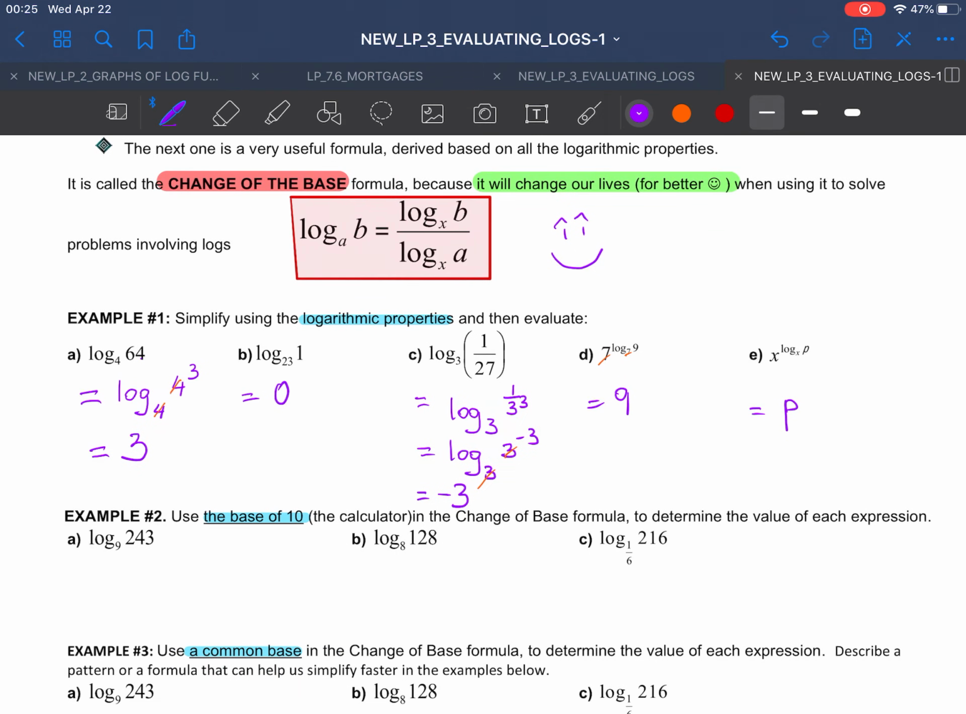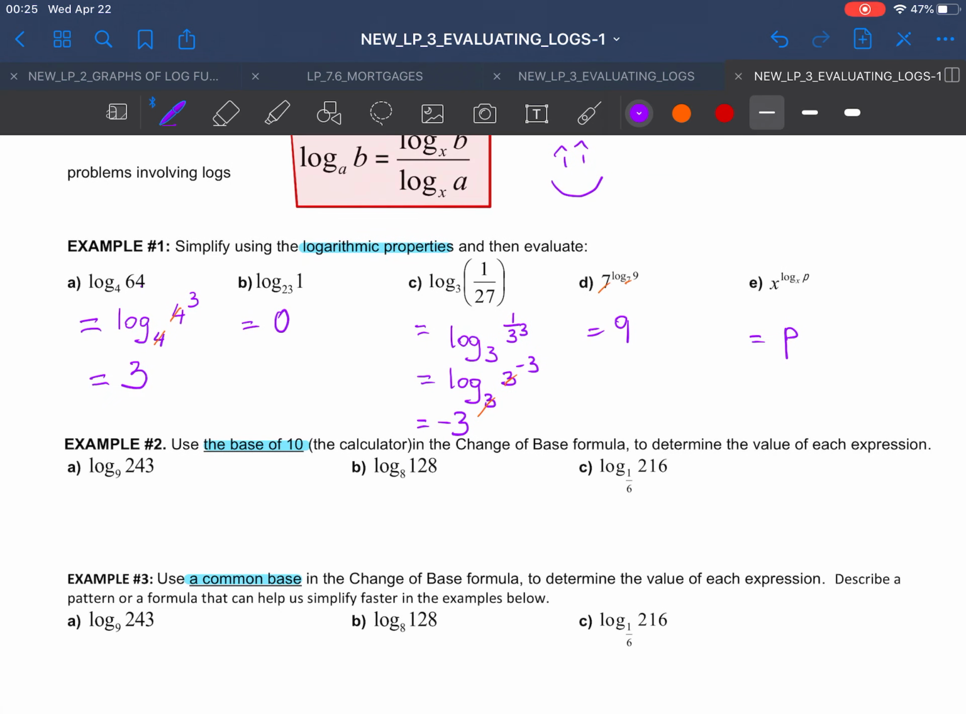Example 2. We have to read the question carefully because it seems as if example 2 and example 3 are the same question. I've chosen these numbers actually to be the same on purpose. Okay, we're going to try to evaluate these numbers using 2 different ways. That's the reason why. So we're going to start with example 2.